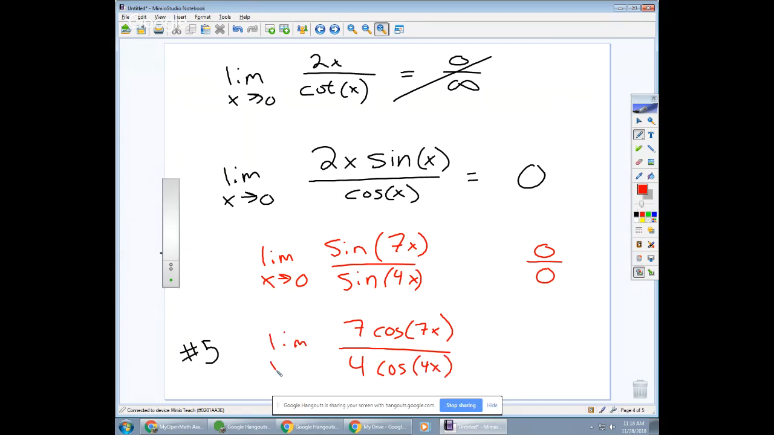The limit as x goes to 0 is still 0 over 0, and this is L'Hopital's rule. So now we plug in again. What's the cosine of 0? 1. So this is now 7 fourths. Okay, so is it always the numbers inside?